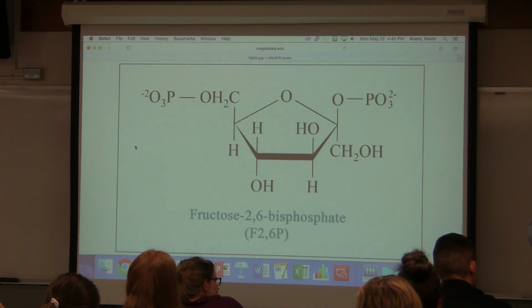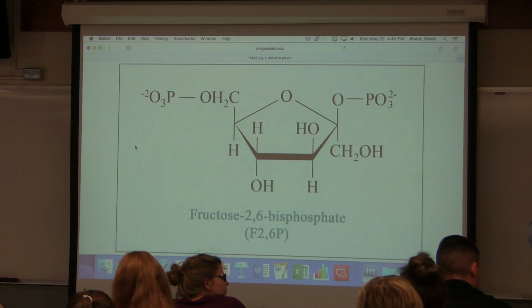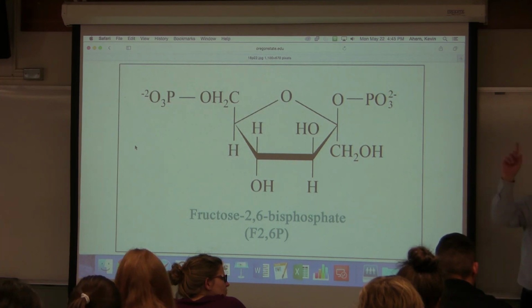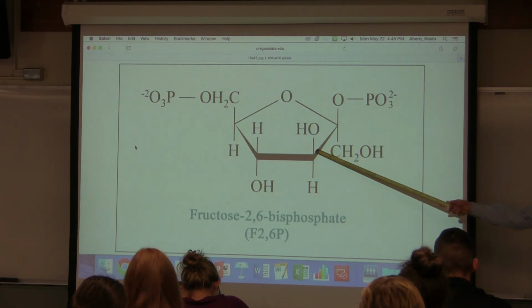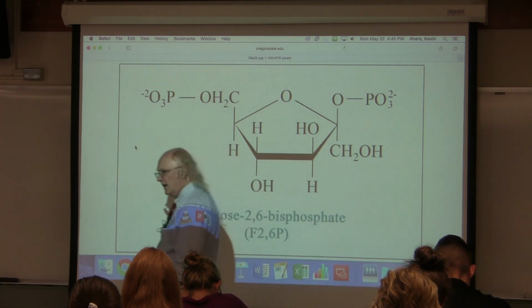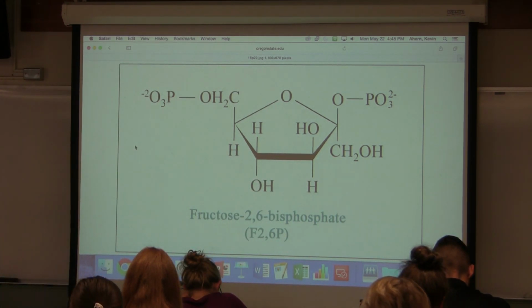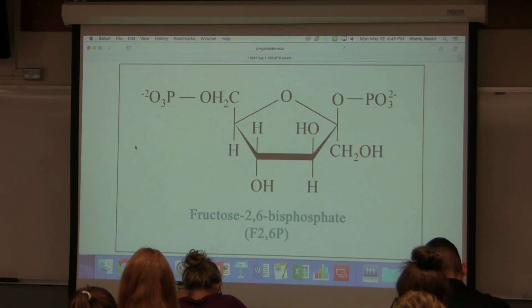F26BP activates PFK. It inhibits F16BPase. It has opposite effects on catabolic and anabolic pathways. That's what reciprocal regulation is. One molecule having opposite effects on catabolic and anabolic pathways. All right? So it activates the PFK. It inhibits the F16BPase, the corresponding enzyme in gluconeogenesis.